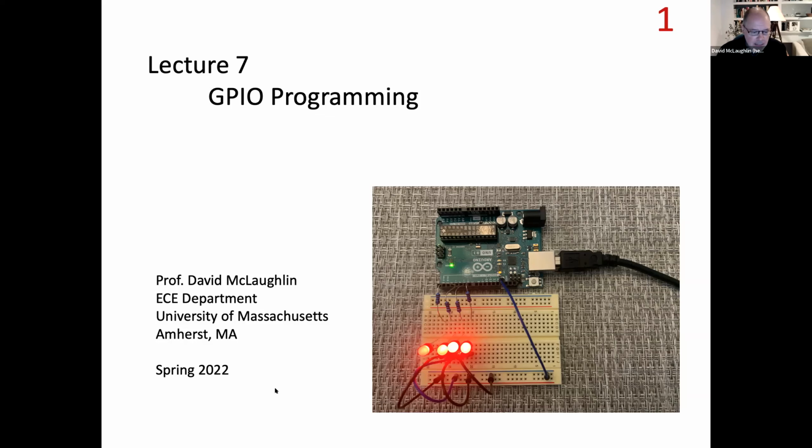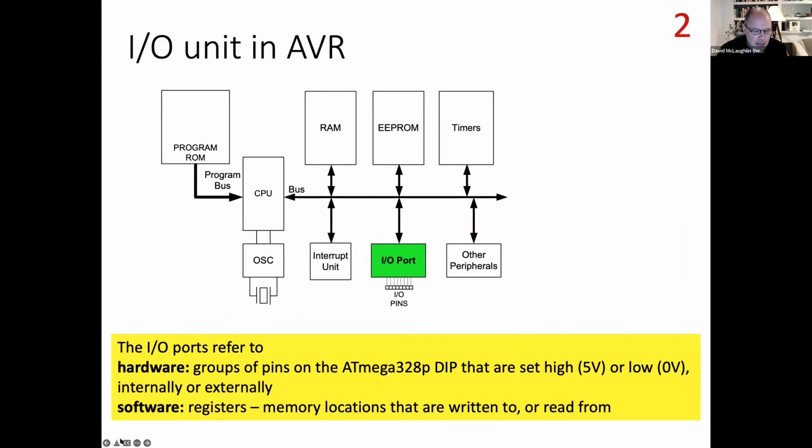Okay, so that's that. So let's go ahead and get into this material. And we showed you this picture last time. This is the simplified view of the architecture of an AVR microcontroller. And we're focusing on the IO port, okay?